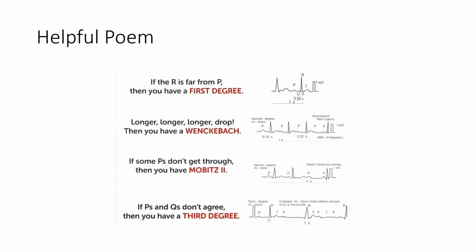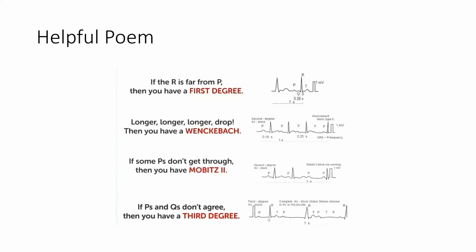So here's a helpful poem about the differentiation between the heart blocks. If the R is far from P, then you have a first degree. Remember, this is where you have a consistent PR interval, and it's long, but it's consistent for every single complex. The P is always there, it just takes a little while to get to that QRS. Longer, longer, longer, drop, then you have a Wenckebach.